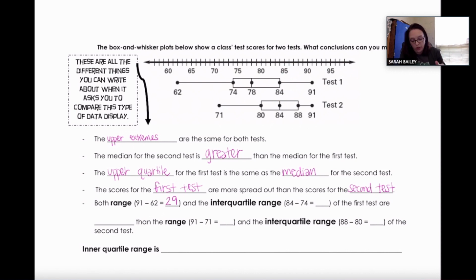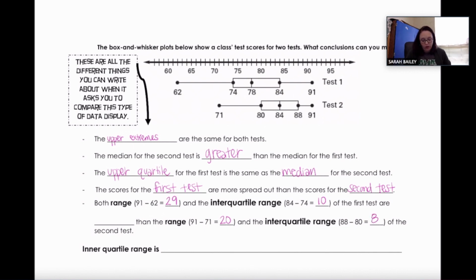Now, interquartile range. When you do the interquartile range, you're taking the difference in the upper and lower quartiles, which in this case are 84 and 74. So that's a difference of 10. And let's go ahead and do the range and interquartile range for test number 2. So for test number 2, when I do the range, I'm going to do 91 minus 71, the biggest minus the smallest values. So that's 20. And then your interquartile range, so my quartiles here are 88 and 80. So when I subtract those, I get 8.